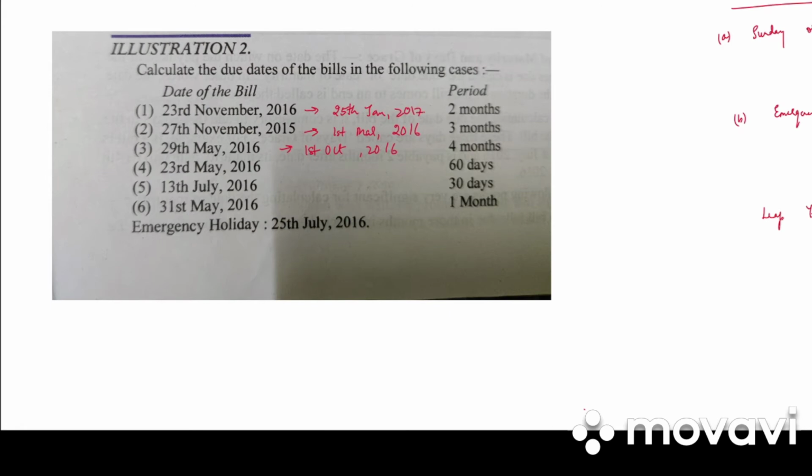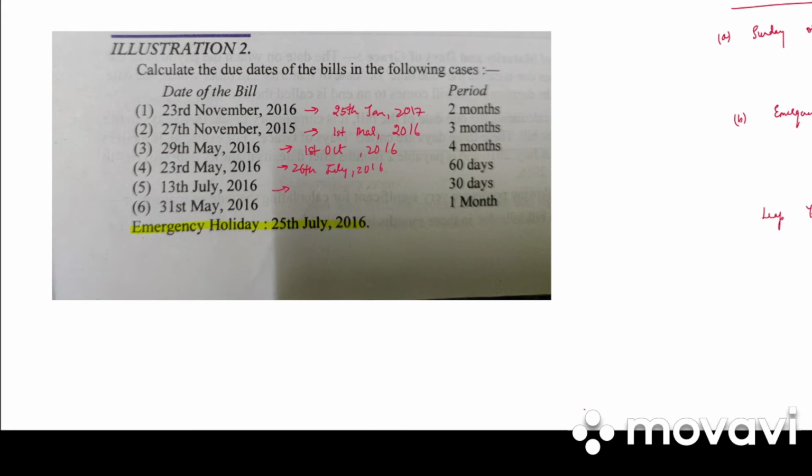23rd May 2016 for 60 days: 23rd May to June, June to July, plus 3 days, that is 23, 24, 25th. The due date will be 25th July, but they have said that an emergency holiday was declared on 25th July. So it will be on the next day, that is 26th July 2016.